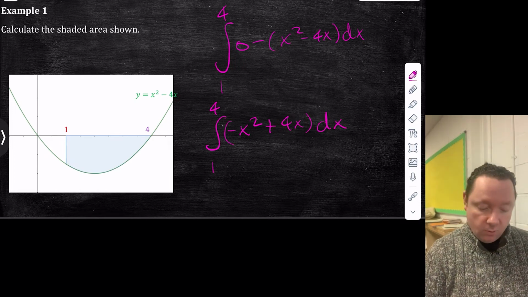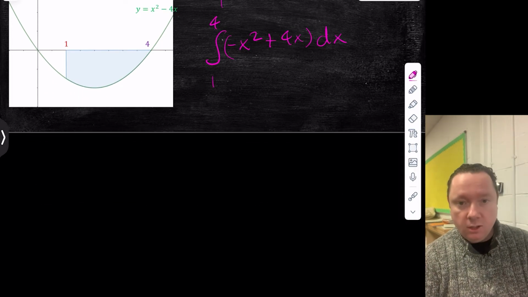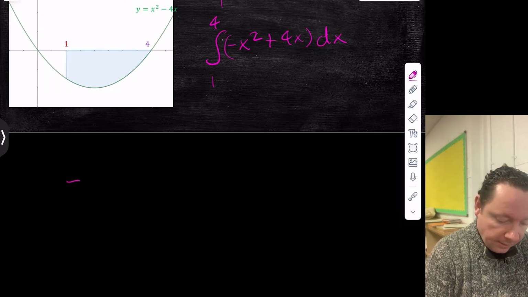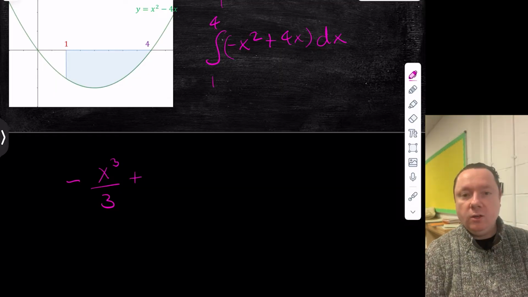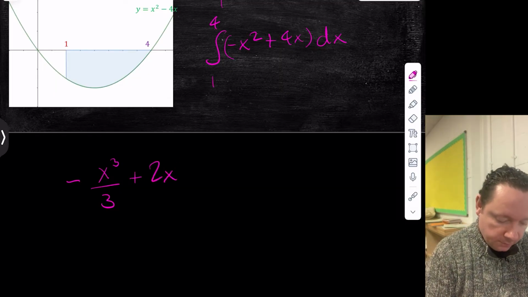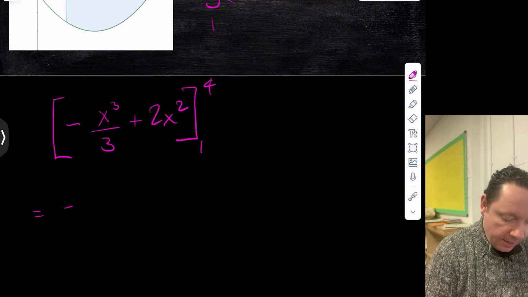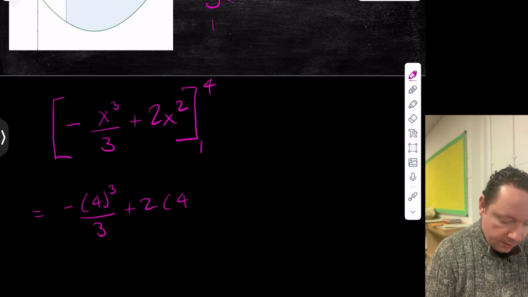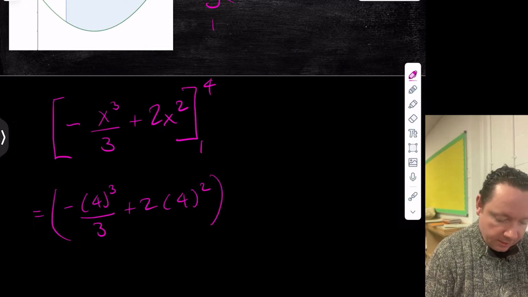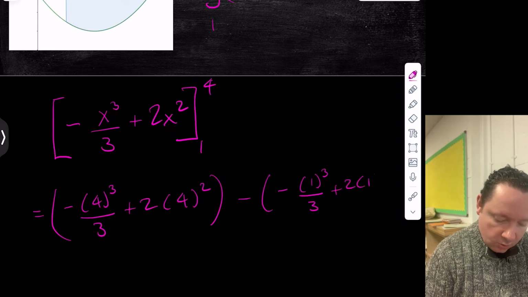And then this integration is normal. So we add 1 to the power, divide by the new power. So we've got minus x cubed over 3 plus 4x squared over 2, which is 2x squared. Between 1 and 4, so we'll just substitute our numbers in. That gives me minus 4 cubed over 3 plus 2 times 4 squared for the first bracket. Take away minus 1 cubed over 3 plus 2 times 1 squared.